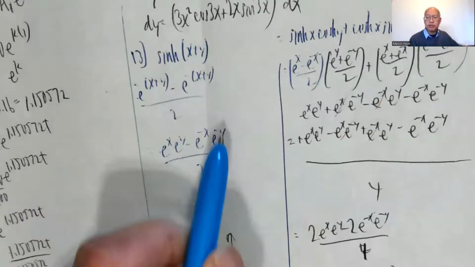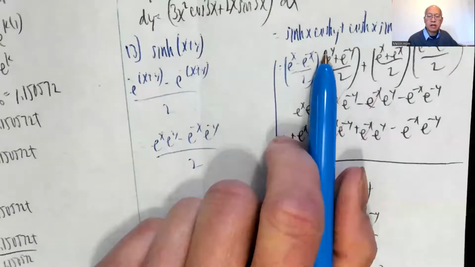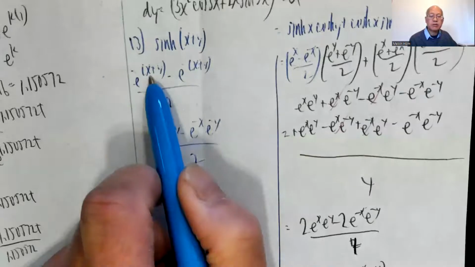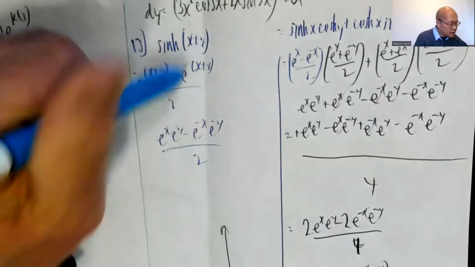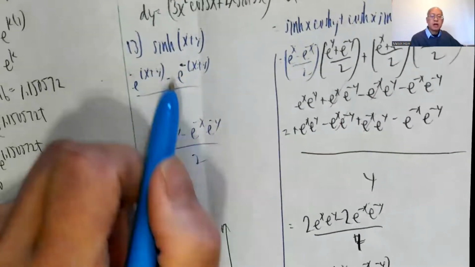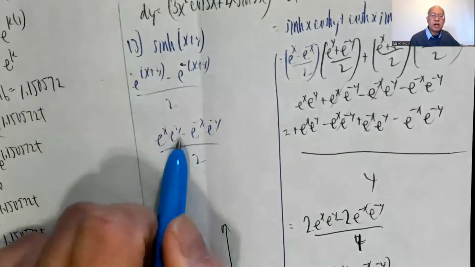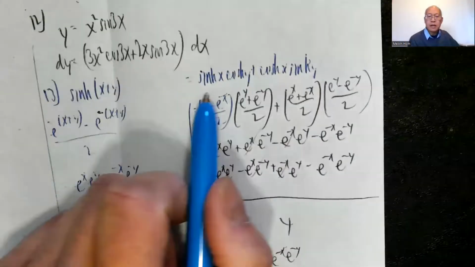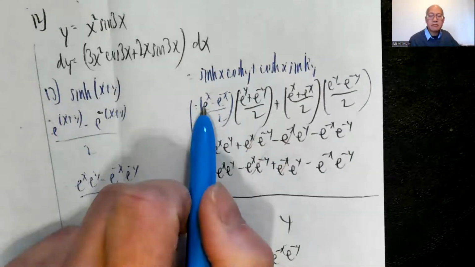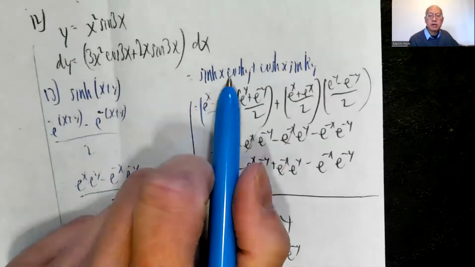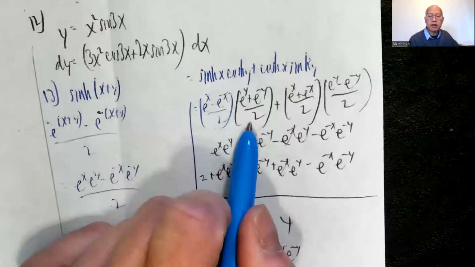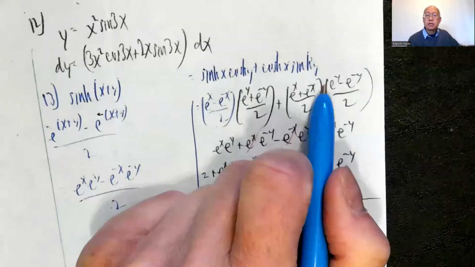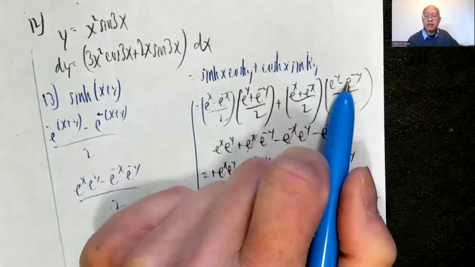Finally, 13, just a proof, show that the left side equals the right side. So just by definition, sinh of x plus y means e to the x plus y minus e to the negative x plus y, all over 2, which I can rewrite as e to the x, e to the y, minus e to the negative x, e to the negative y, all over 2. Okay, sinh x is e to the x minus e to the negative x over 2. Cosh y is e to the y plus e to the negative y over 2. Cosh x is e to the x plus e to the negative x over 2. Sinh y is e to the y minus e to the negative y over 2.